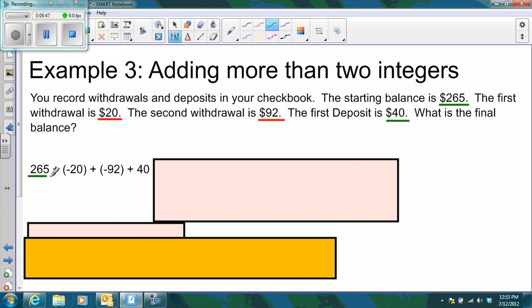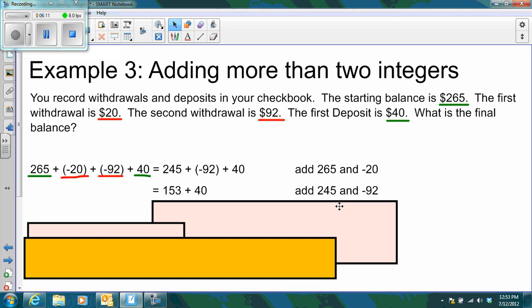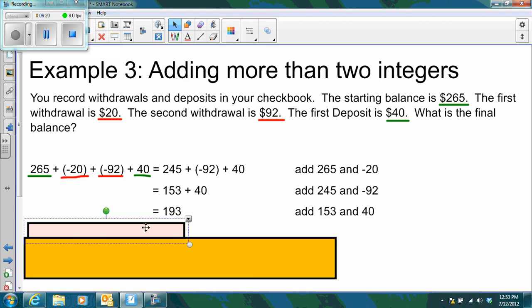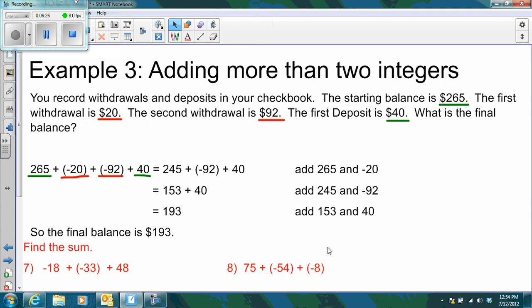Well, here we have our 265 and our 40, which is the positive money, plus negative 20 plus negative 92. And now we can just work from left to right in order to find the answer. First we add 265 and negative 20 to get 245. Then we add our 245 and negative 92 to get 153. And then we add that 40 in to get 193. So the final balance is $193. Use this as a guide to complete the following two problems.